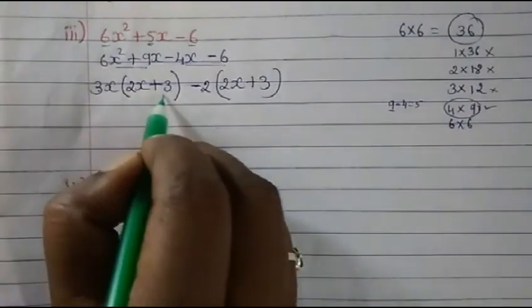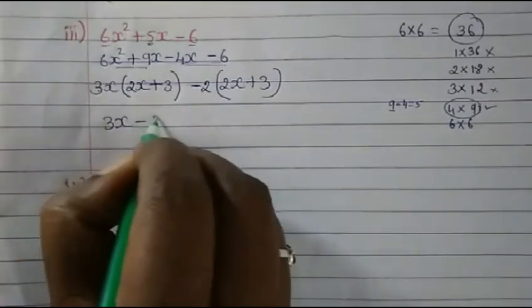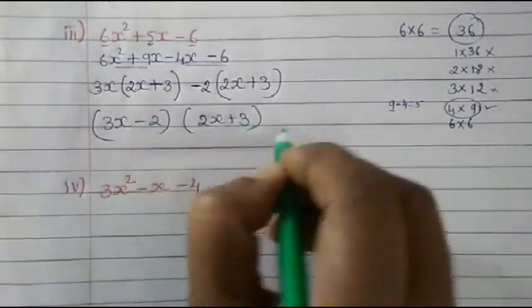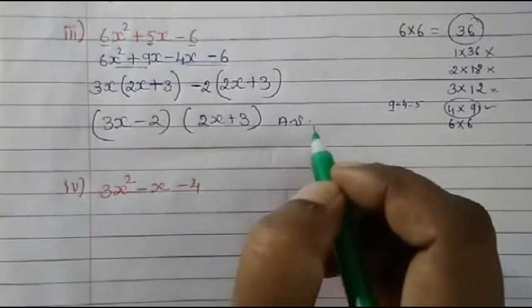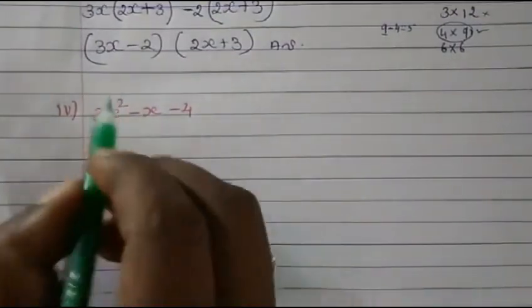So now let's write down. Here also 2x plus 3, here also 2x plus 3. What is left is 3x minus 2 and 2x plus 3. So that's our answer. Now let's do the fourth one.